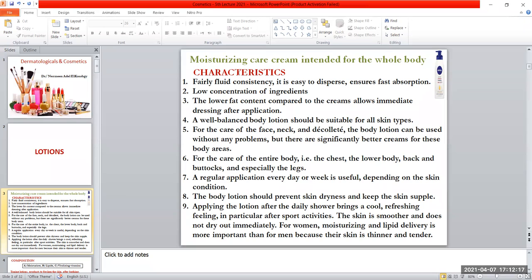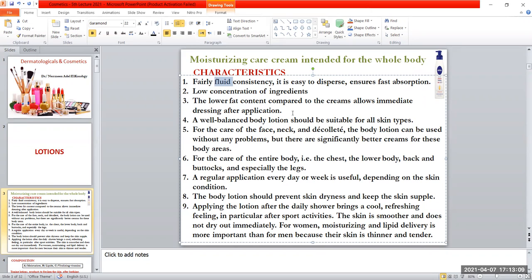What are the characteristics of lotions? Lotions are fairly fluid, so they should be fluid. Easy to disperse and ensure fast absorption. يعني they have الconsistency بتاعته بتكون مش heavy. يعني الconsistency بتاعته بتكون light consistency. علشان كده بيبقى أقرب إن هو يكون fluid consistency. خلاص يبقى fairly fluid consistency, easy to apply and disperse and spread on your skin, and being in the fluid form, it ensures fast absorption.